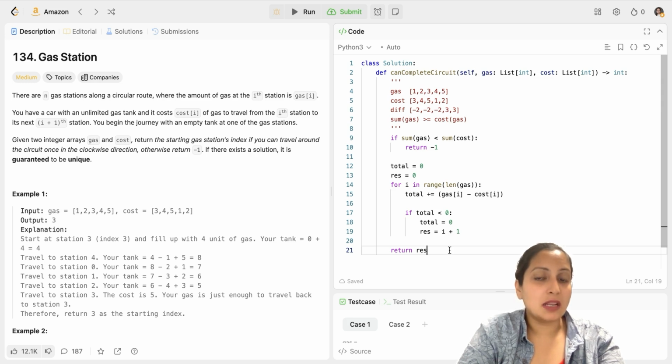Now, the time complexity using this approach would be O of n, because you are running through the gas array only once, and that too not fully, right? So the time complexity is O of n, and your space complexity or memory complexity would be O of 1, the constant space complexity. So that's the entire question.